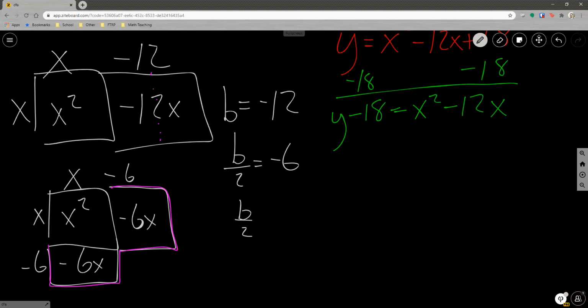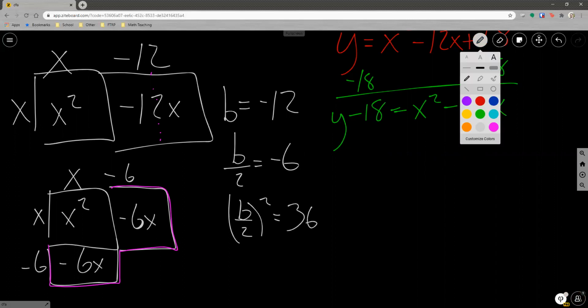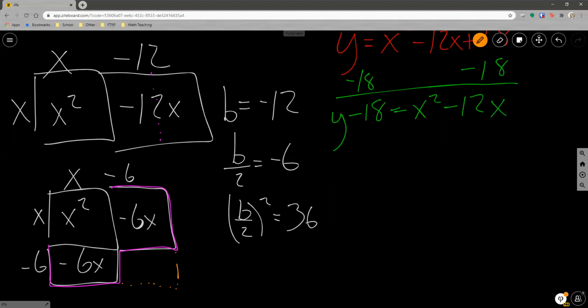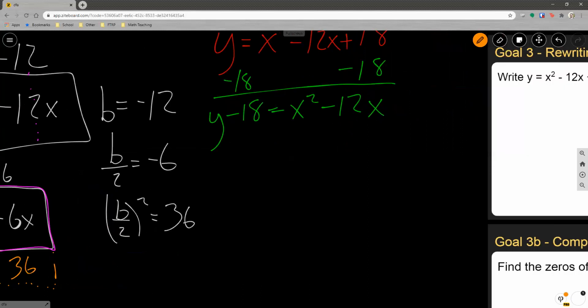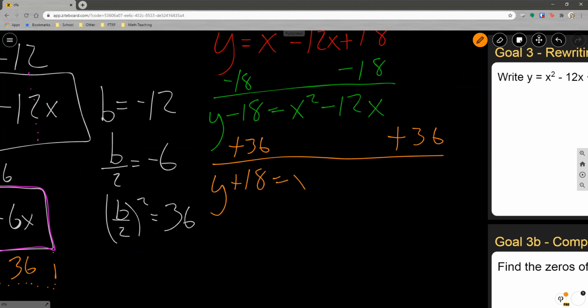And then finally, I need to figure out what my b divided by 2 squared is. That's just going to be negative 6 squared, or positive 36. So this little spot here that completes the square for me is just going to be negative 6 times negative 6, which equals 36. Well, now I'm ready to go. All I have to do is add 36 to both sides of the equation. I get y plus 18 equals x squared minus 12x plus 36.